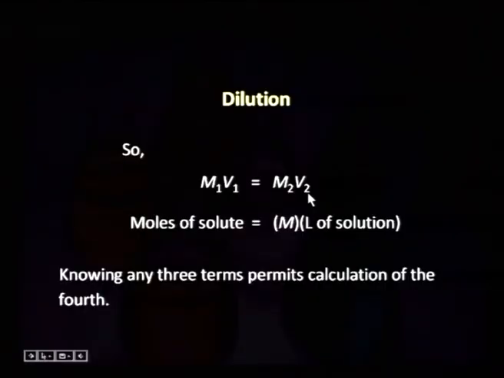Hence, we can use the equation M1V1 equal to M2V2. Here, M1V1 is the number of moles of solute before dilution and M2V2 is the number of moles of solute after dilution. Actually, moles of solute is equal to molarity of the solution times liters of the solution. Knowing any three terms permits calculation of the fourth one.